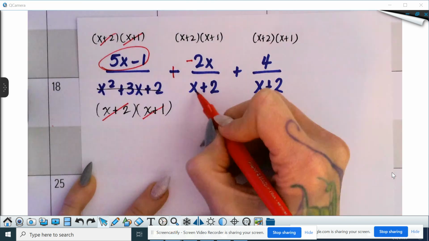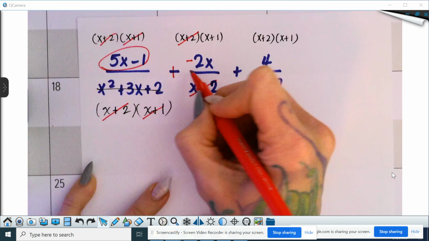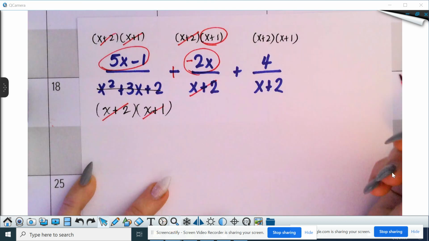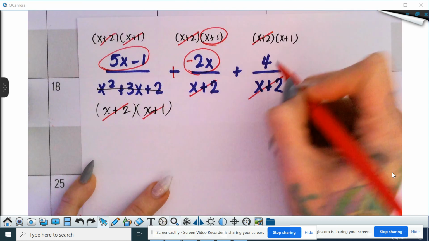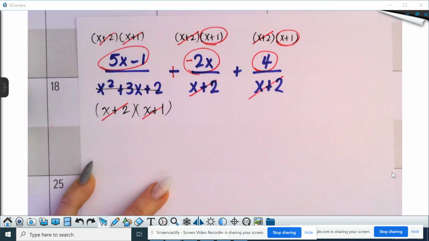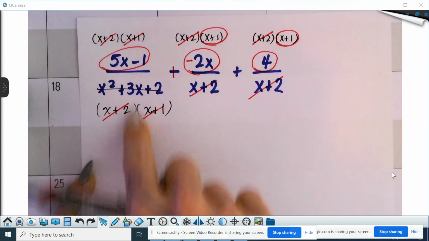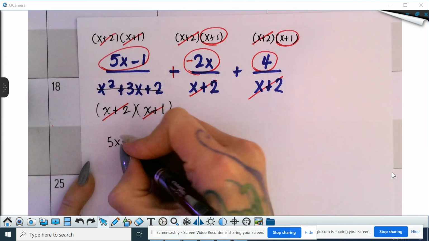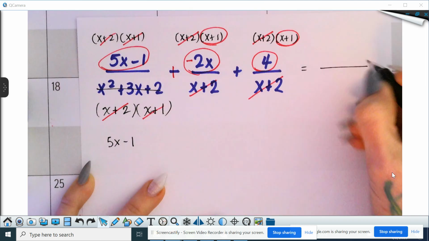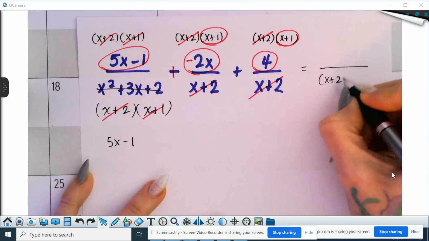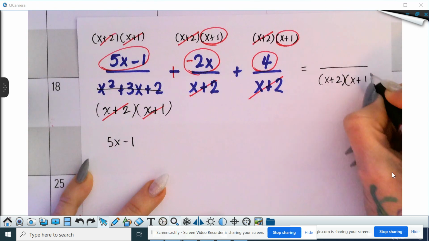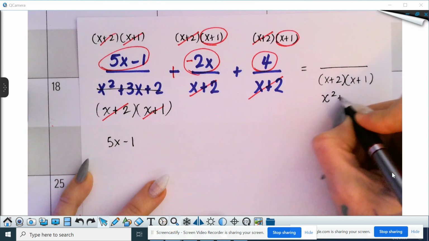x plus 2 goes away. I'm left with negative 2x and x plus 1. x plus 2 goes away again, and then I'm left with 4 and x plus 1. So for our first set, I end up with 5x minus 1. And again, just to call out, the base is going to be x plus 2, or denominator x plus 1, which could also be written as x squared plus 3x plus 2.